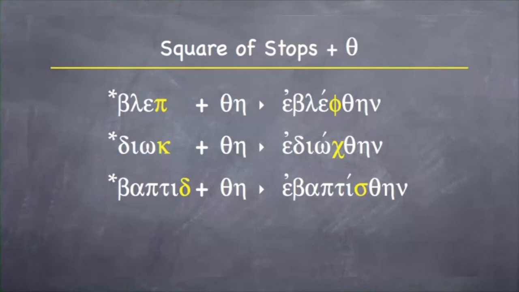You have the root blep, and in the aorist passive, it's eblephthane. With dioko, the stem and the velar, you end up with diochthane. And if you have the root baptid, which shows itself in the present as baptidzo, you end up with ebaptisthane. Now, the easy thing to remember there is that when you have a stop before a theta, something's going to happen to the stop. And even if you can't quite remember what's going to happen, generally, if you remember that something's going to happen to a stop before a theta, these forms are relatively easy to parse. But it's good to know the actual rules, okay?